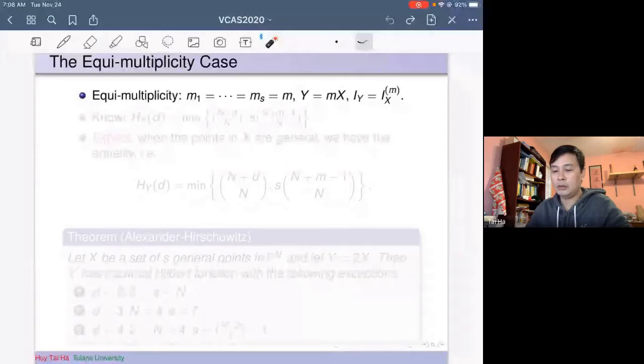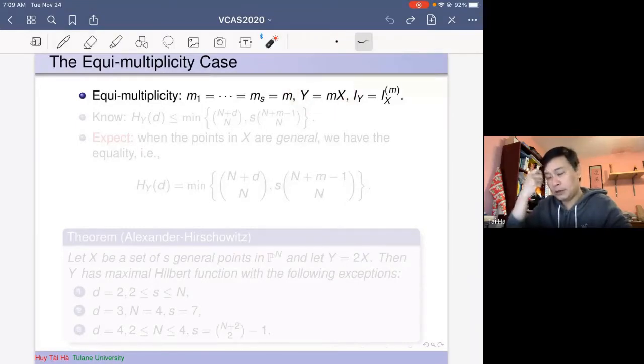So in the equi-multiplicity case, we assume that m1 up to ms are the same, and let m be this common value. Then we can write Y as m times X for short notation. And in this case, the ideal of Y happens to be the m-th symbolic power of the ideal of X. I'll come back to this more later when I talk about the containment problems of ideals.